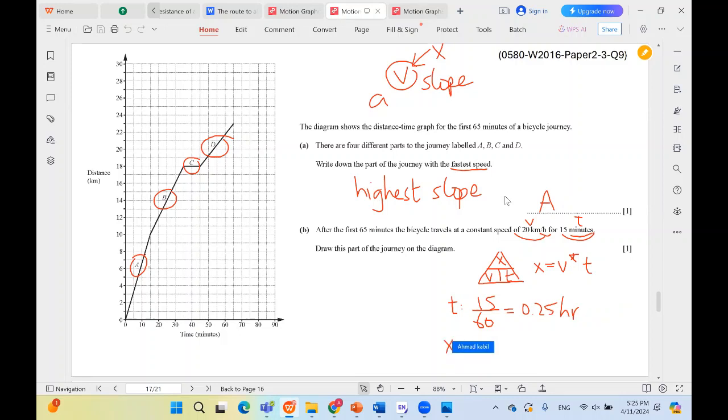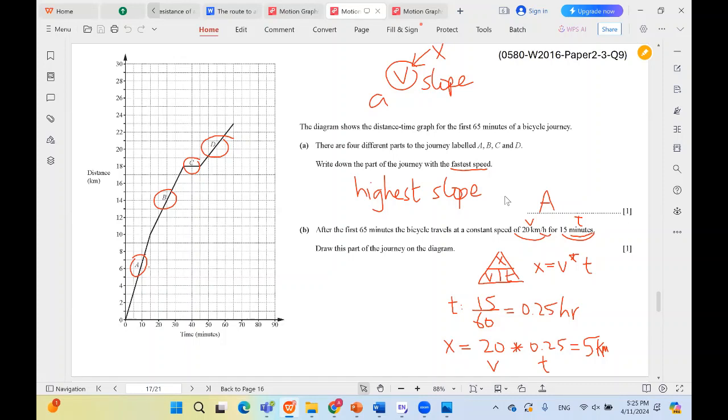Now we can get the distance as 20, which is the speed, multiplied by 0.25, which is the time. And this gives us 5 kilometers. So starting at 65, in the next 15 minutes, it travels a distance of 5 kilometers. How do we make use of this?